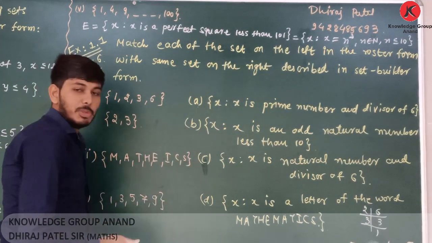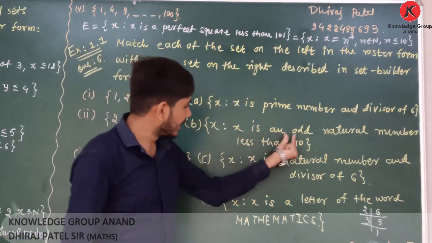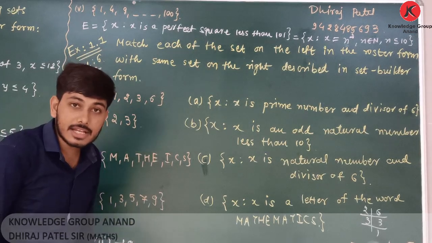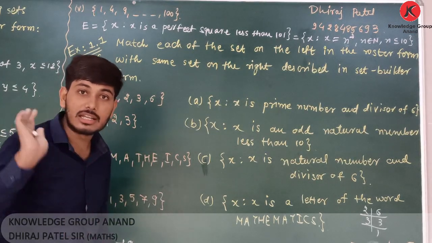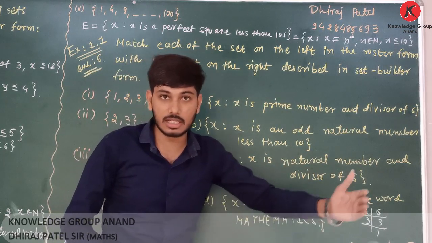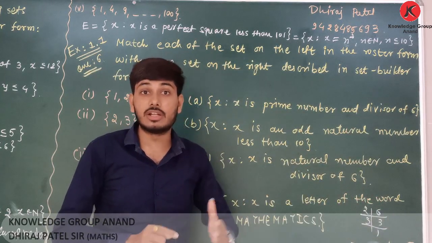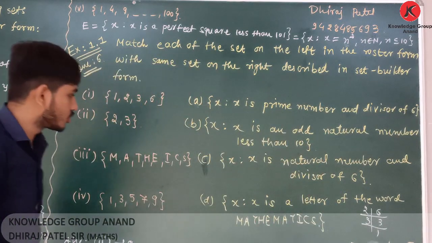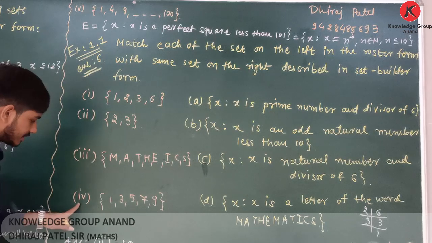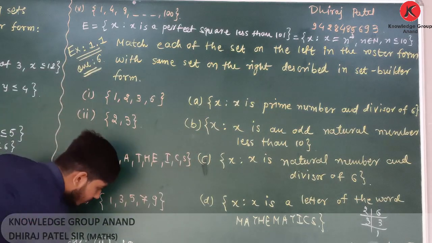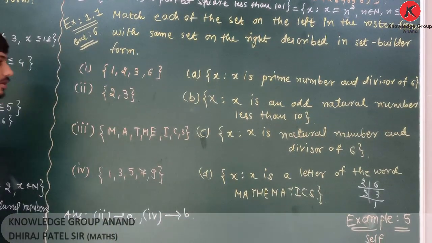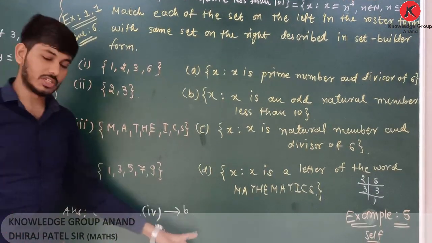Now for B, x such that x is an odd natural number less than 10. The list of odd natural numbers is 1, 3, 5, 7, 9, 11, but less than 10, that means 1, 3, 5, 7 and 9. You have to stop with 9. Therefore the match for B is the fourth one. So you have to write the answer: fourth matches with B.